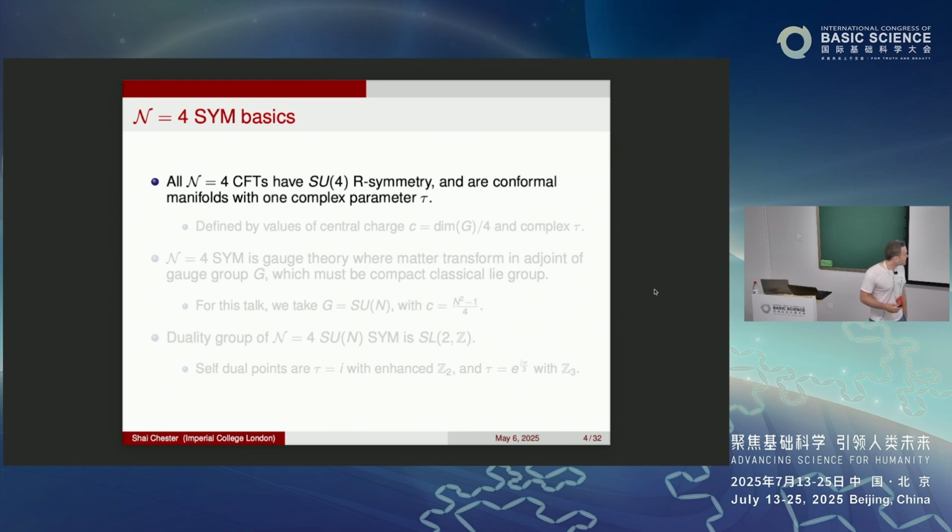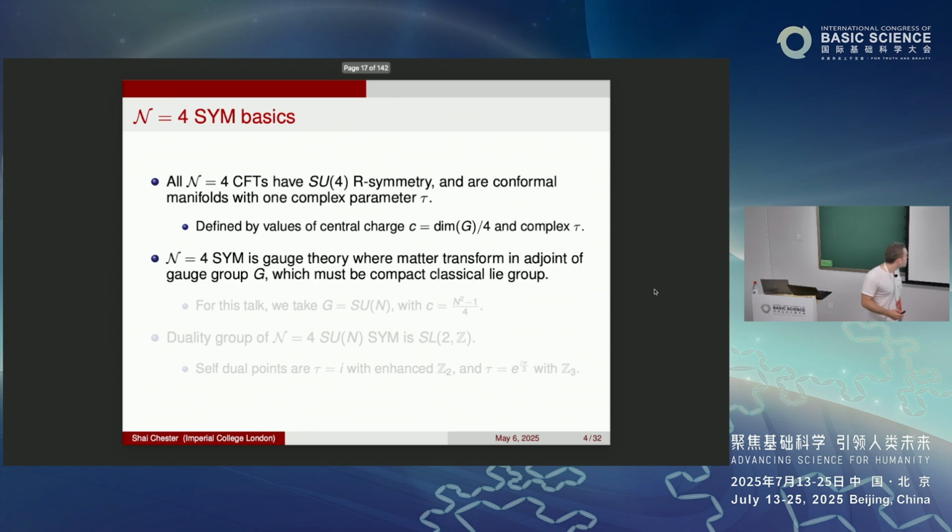Okay, so let's first discuss N=4 super Yang-Mills. Afterwards, we'll do ABJM. So this is the earlier work from a couple years ago. Afterwards, we'll do the more recent work. Some basics about N=4 CFTs: all such CFTs have an SU(4)_R symmetry and have conformal manifolds with one complex parameter tau. In particular, you can define these theories by the value of their central charge, which in the case of a Lagrangian theory is the dimension of the gauge group divided by 4, as well as the complexified coupling. The only actual known N=4 CFT is N=4 super Yang-Mills. It might be the only one.